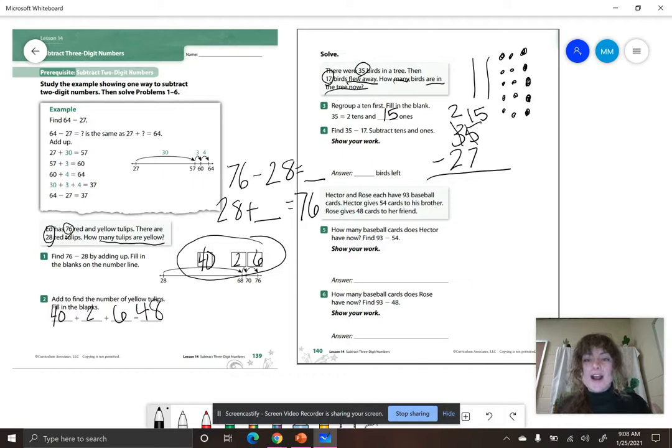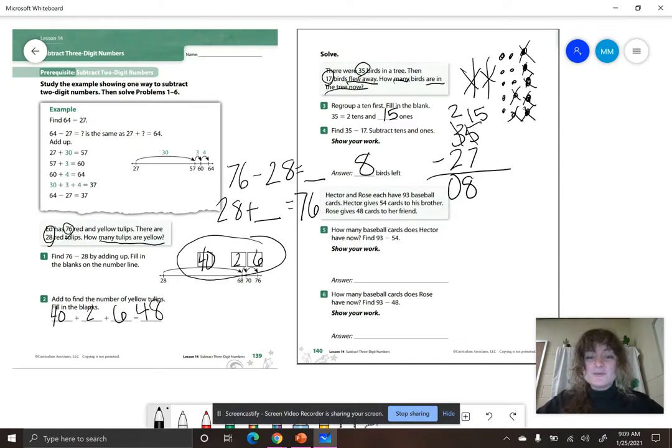We had to move a ten to help out our ones place. Now I can subtract 7 ones. So out of my 15 ones, I can subtract 7. And I'm going to have how many left? I'm going to have 8 left. Then I go to my tens place. I have 2 tens, and I'm going to take away 2. How many birds are left in the tree? 8 birds.